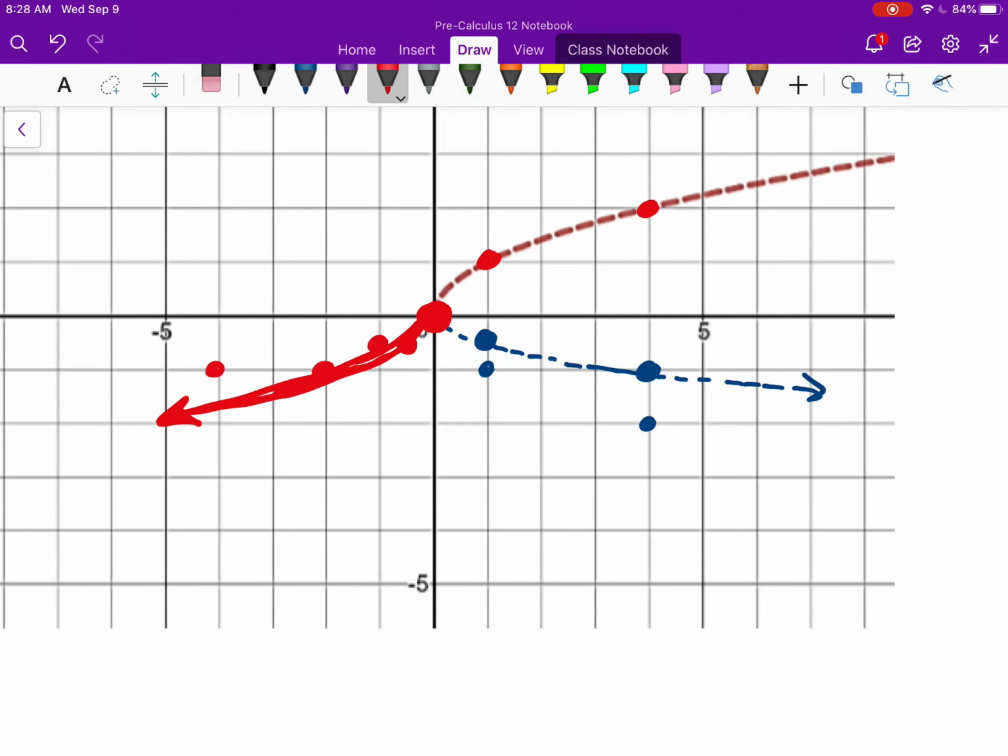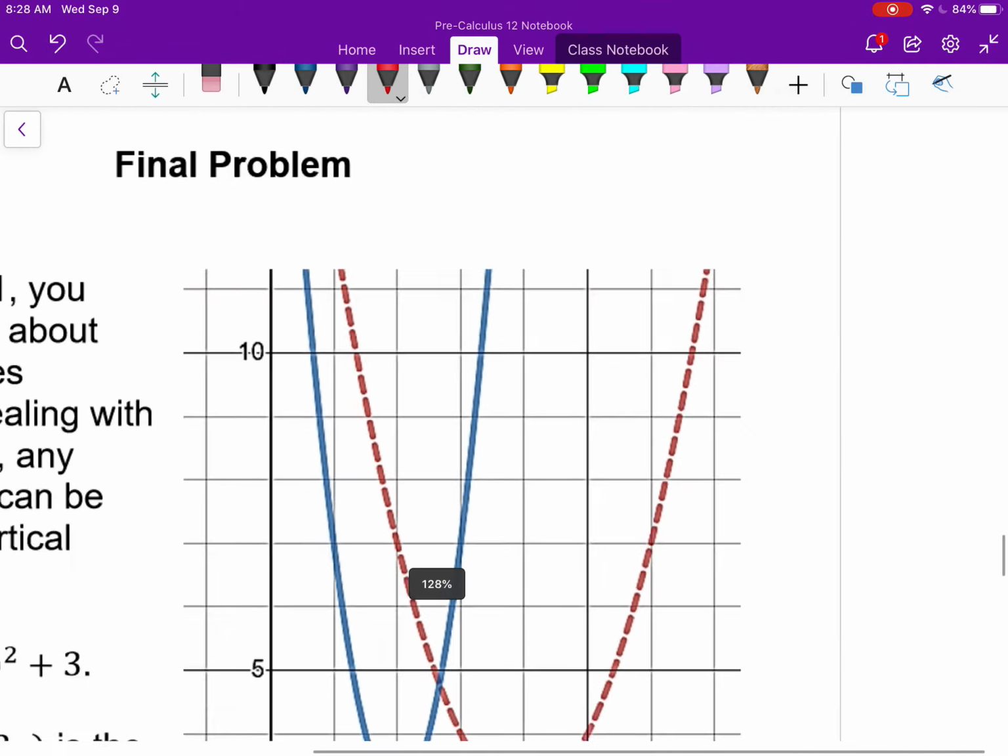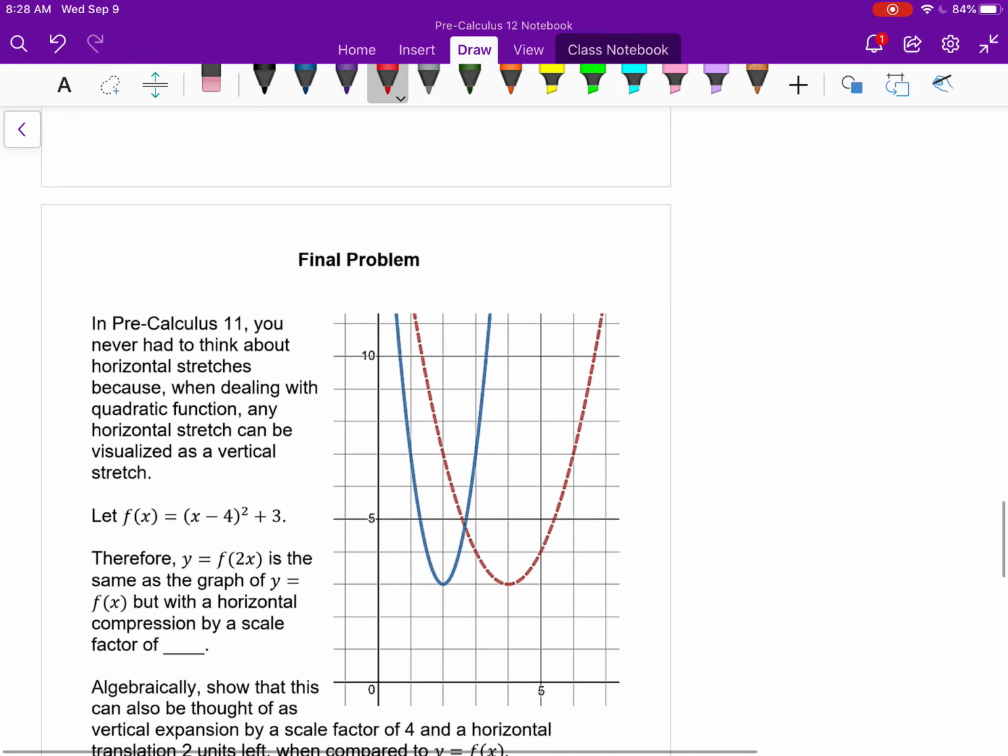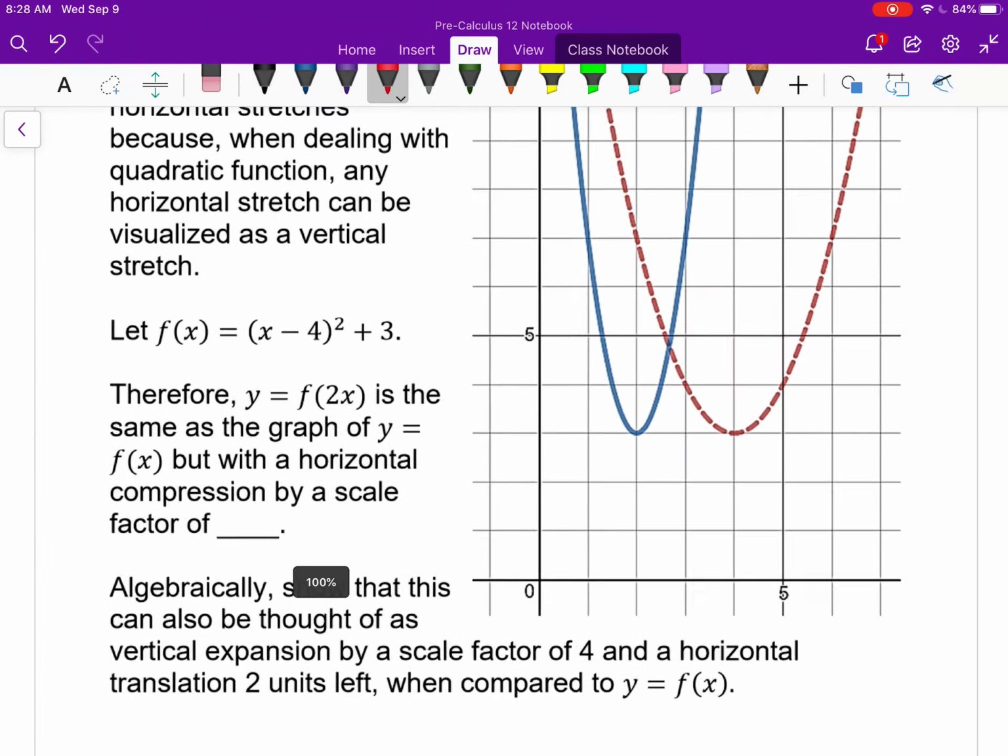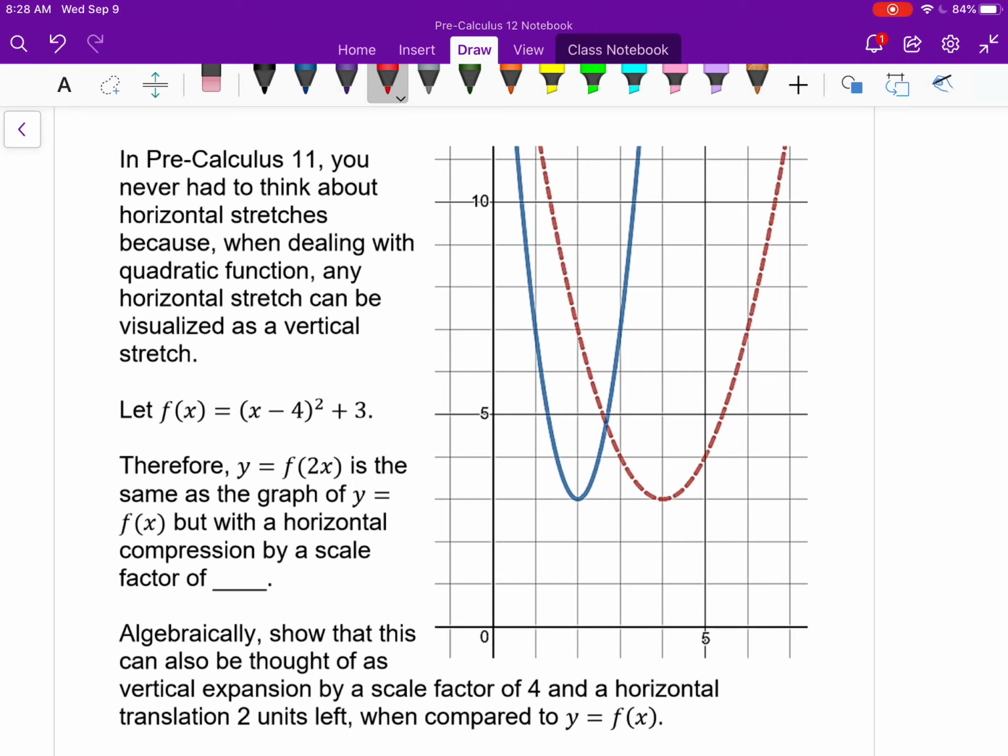All right, so the final problem does go into why you don't need to deal with horizontal stretches in Pre-Calc 11. But I will leave this for now, and maybe we'll look at this in class at some point. It's not essential. And again, I've been talking enough, right? So with that said, let me just write down the homework.